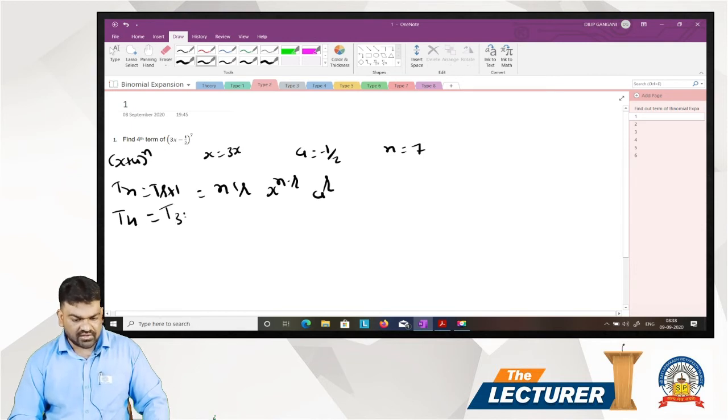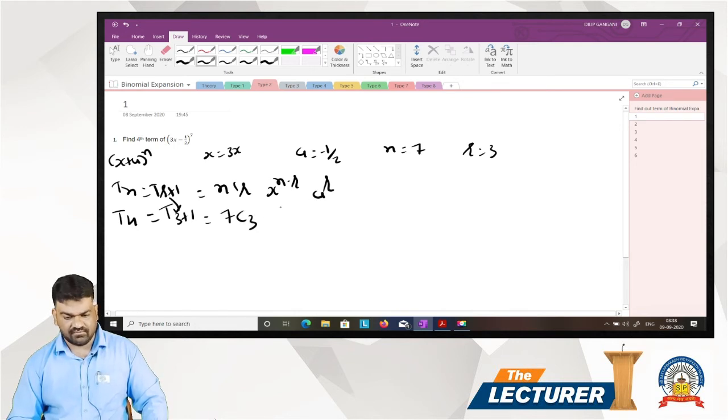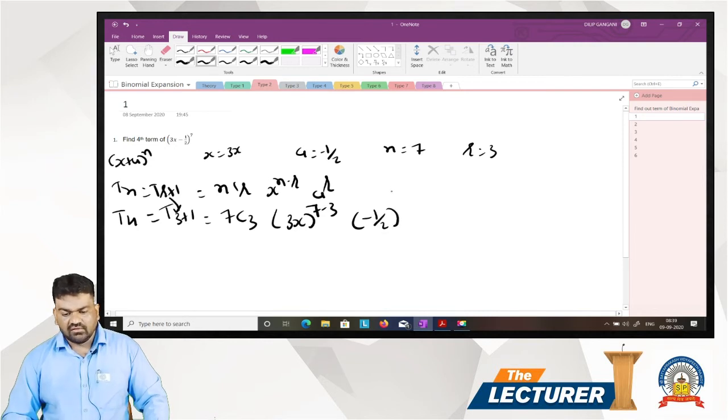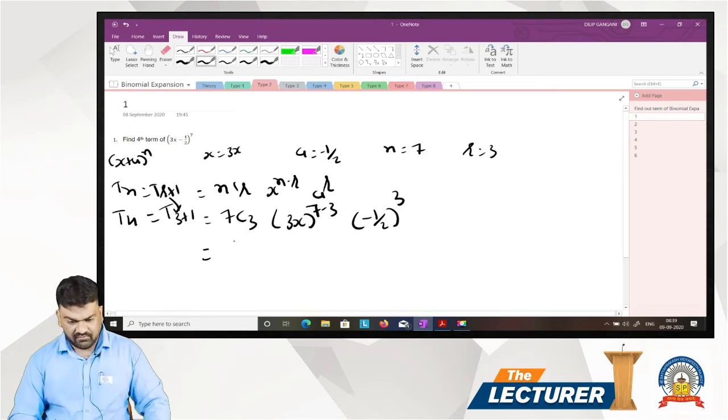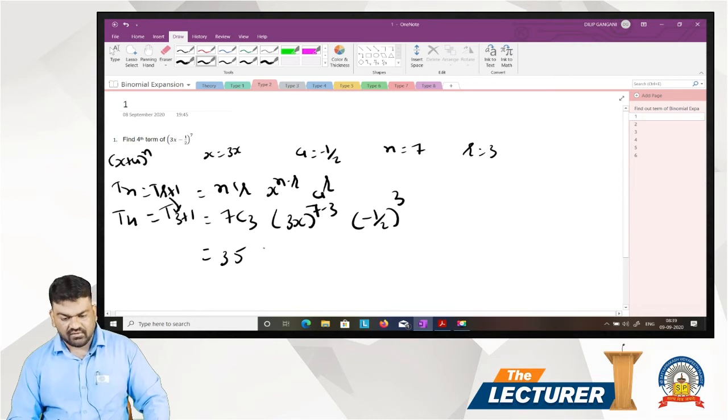How do we get 4? It is 3 plus 1, so r is equal to 3. What is n? n is equal to 7. 7C3, x means 3x, 3x raised to 7 minus 3. What is a? a means minus 1 by 2 raised to 3. 7C3 is 7 multiplied by 6 multiplied by 5 divided by 3 divided by 2, that is 35. 35, (3x) raised to 4, minus 1 cubed.